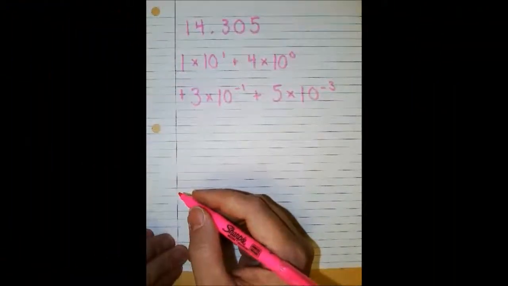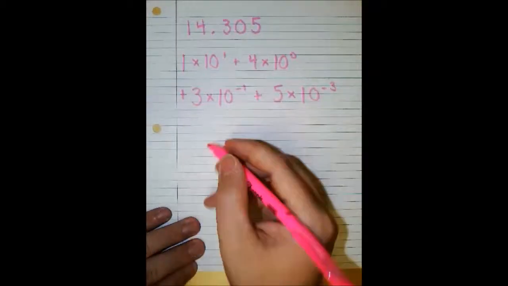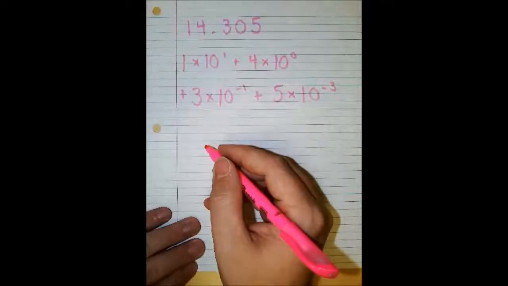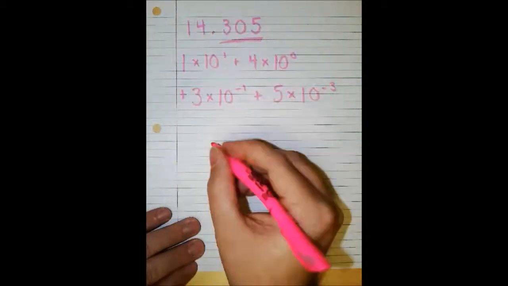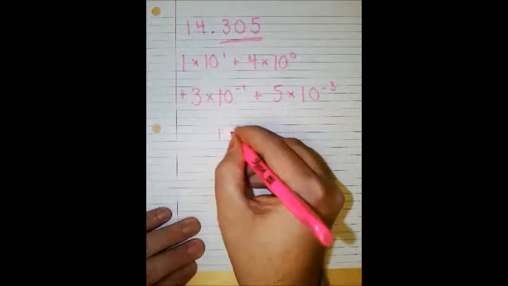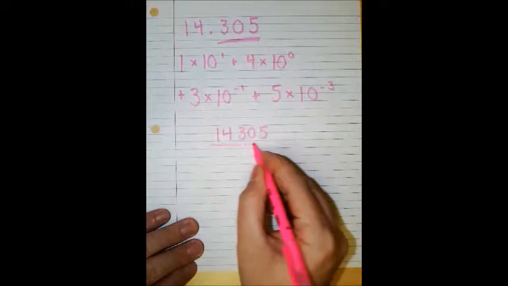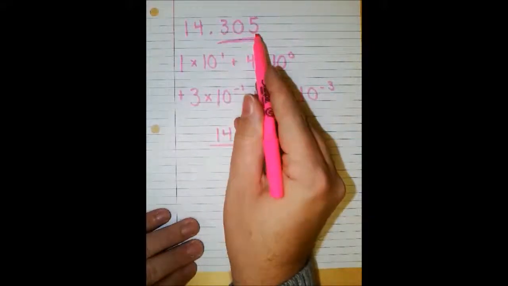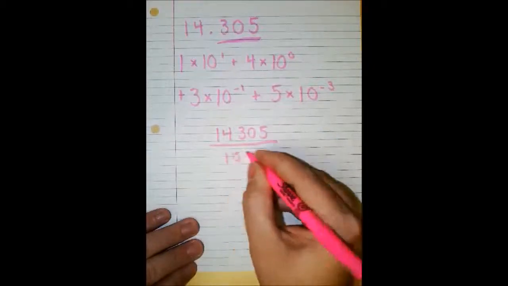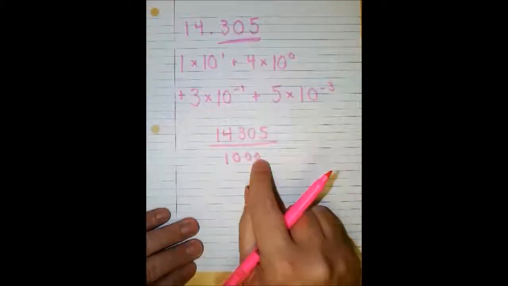If I'm writing this next as a fraction, the simplest way to do it is to just put the entire number, ignoring the decimal point, over whatever place value this is. That's somewhat confusing. Let's give an example here using this. This is 14,305 over not tenths, not hundredths, but thousandths. So it's over 1,000.